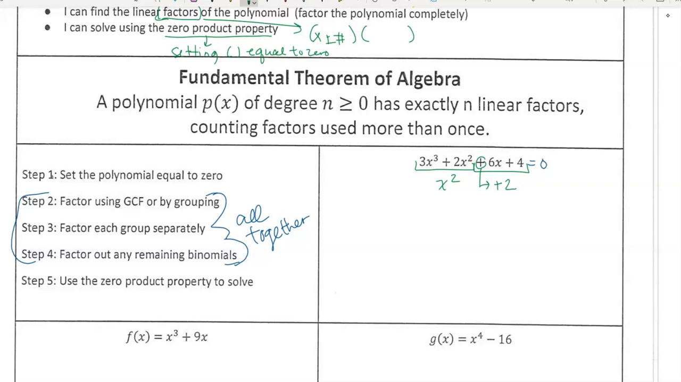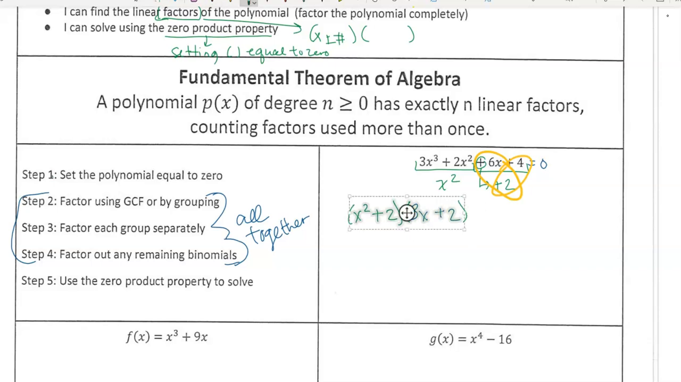Now, that is going to be our first set of parentheses, x squared plus 2. Our second set we get from dividing. So we're going to take 6x divided by 2. That leaves us with 3x. And then we have 4 divided by 2, which leaves us with 2.